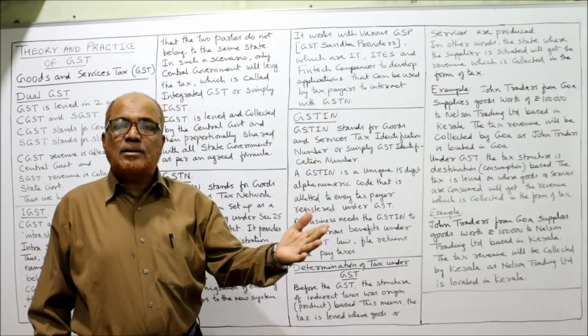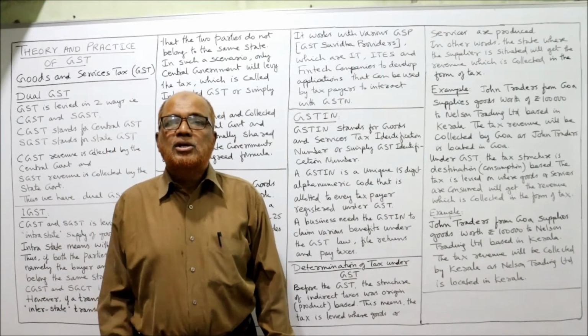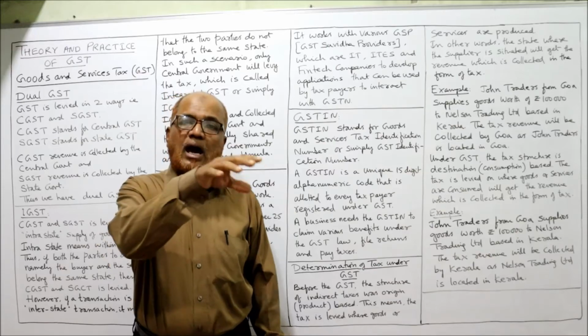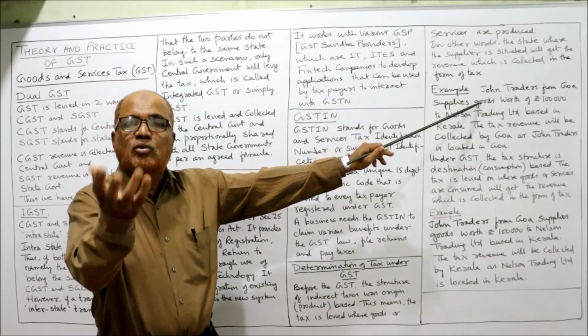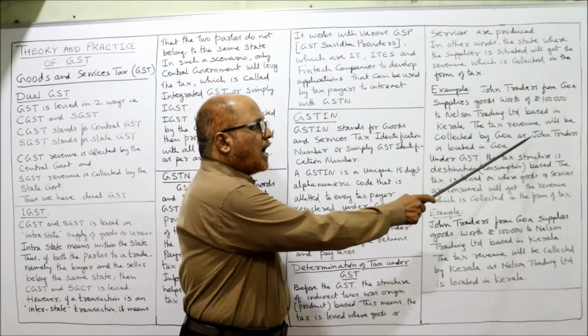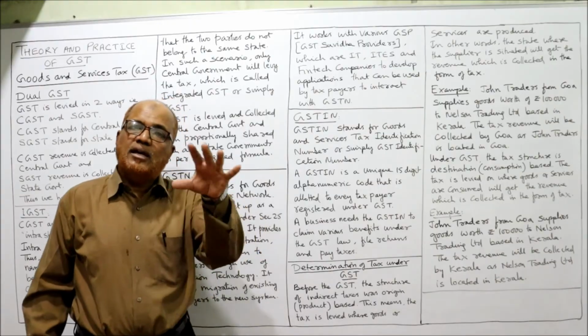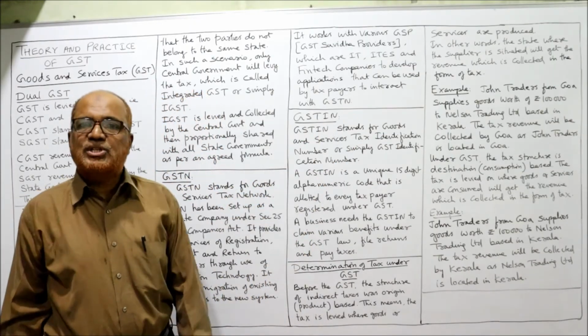In the earlier system, where the goods are produced, there the tax was applied. So the Goa government would apply the tax for John Traders because the goods are produced in Goa. So tax revenue would be collected by Goa as John Traders is located in Goa. This was the provision earlier, before GST came.